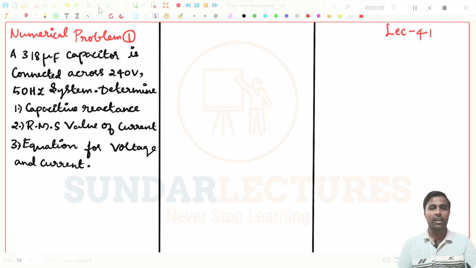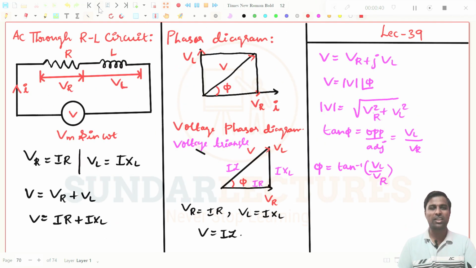Before that, we need to know what the Z value is. We had not introduced Z until the RL circuit. In the RL circuit, we introduced Z, where Z is equal to R plus jXL. But before that, we saw three topics, AC through pure resistor, inductor and capacitor, where we used only XL, XC and R. We never used Z. But now we know what Z is. Z is the impedance, which is a combination of resistance and inductive reactance or capacitive reactance.